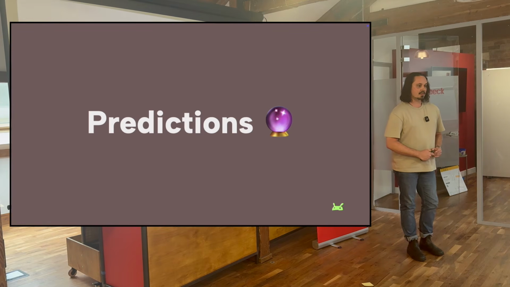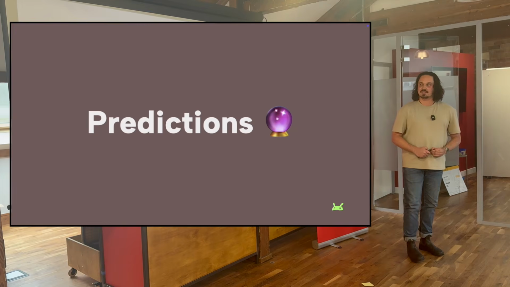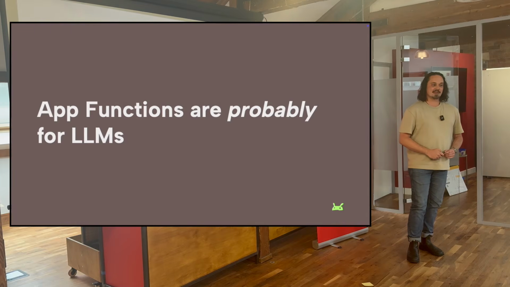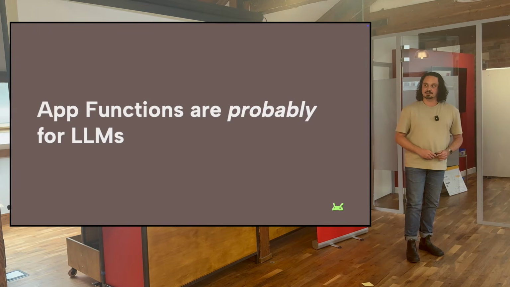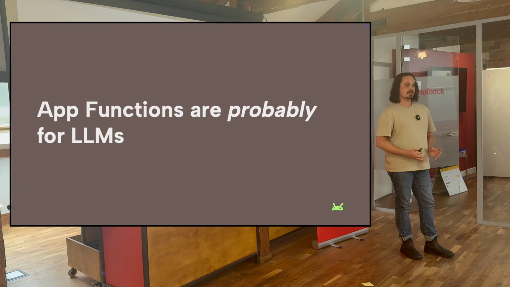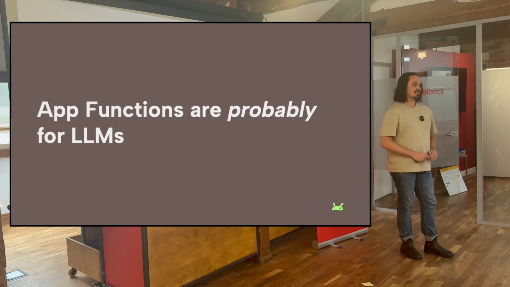So we'll round out with a couple of predictions. And this is definitely me just coming up with some stuff that feels right. App functions are probably for LLMs, but emphasis on the probably. Like we've seen schemas, which we didn't actually look at, but effectively you can define type representations of these things. So I don't think they're always for LLMs. I think as developers, we will end up building against them at some point.